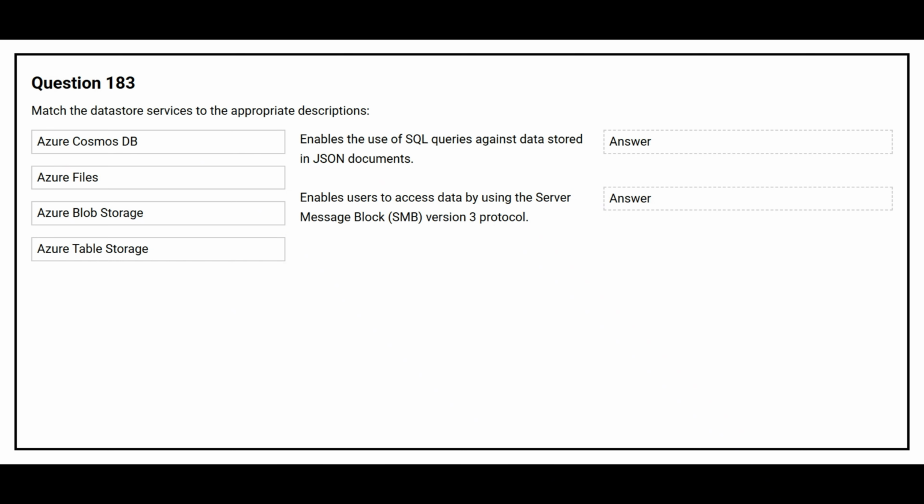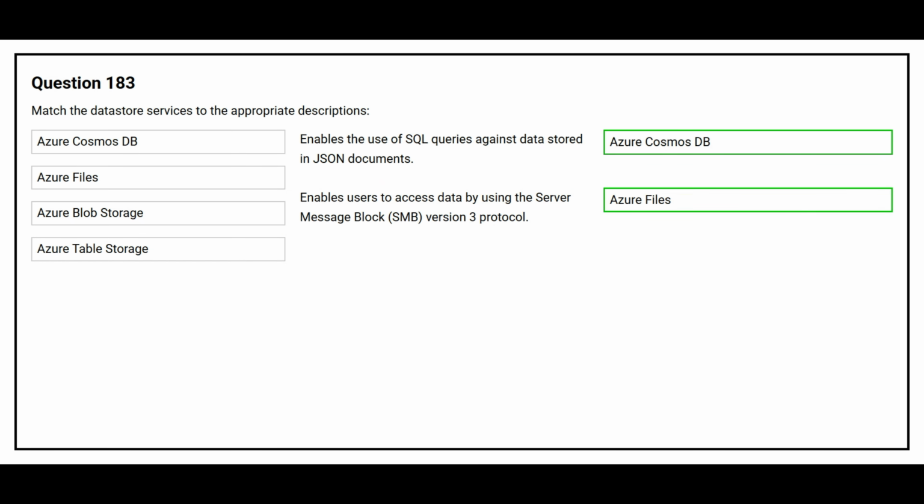Question number 183. Match the data store services to the appropriate description. The first question is, enables the use of SQL queries against data stored in JSON document. The correct answer is Azure Cosmos DB. The second question is, enables user to access data by using the server message block SMB version 3 protocol. The correct answer is Azure Files.